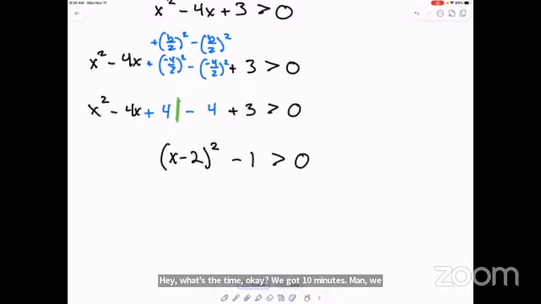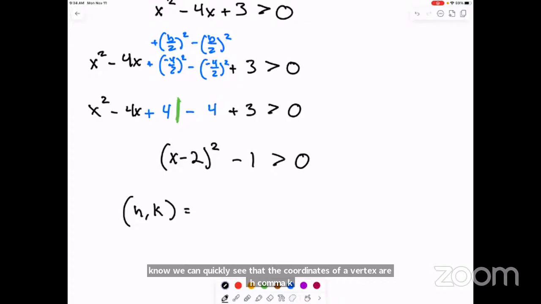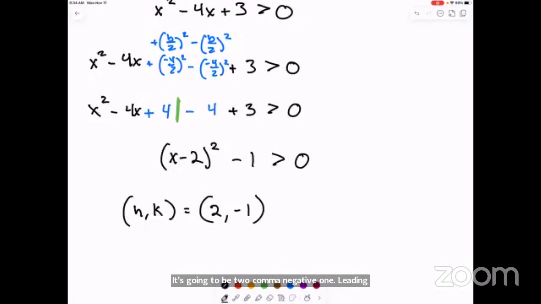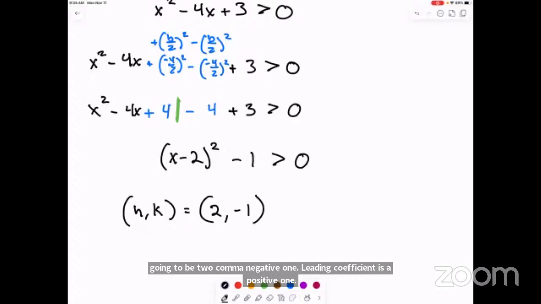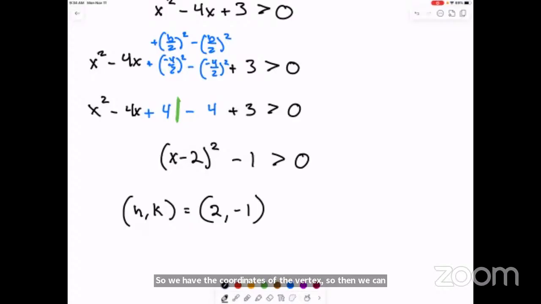So in this form, now we can quickly see that the coordinates of our vertex are h comma k. It's going to be 2 comma -1. Leading coefficient is a +1. So we have the coordinates of the vertex. So then we can use the axis of symmetry. So I mean, we didn't have to do completing the square. We could have also used the vertex formula, right?